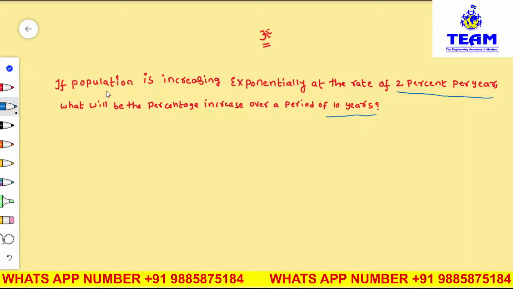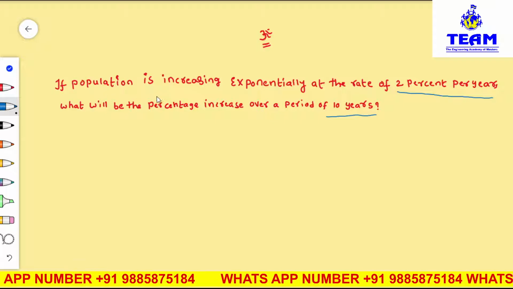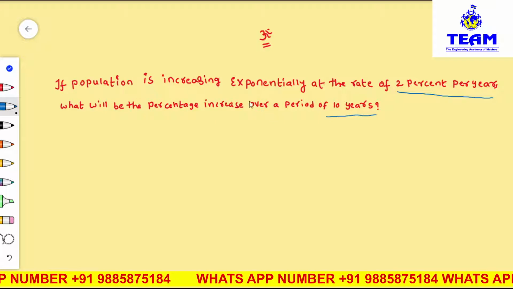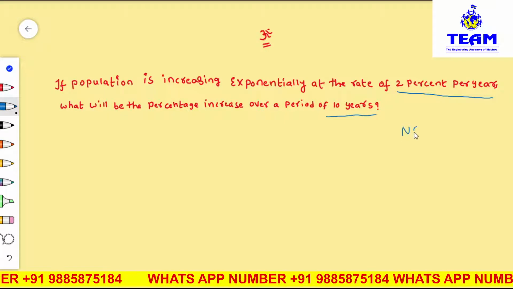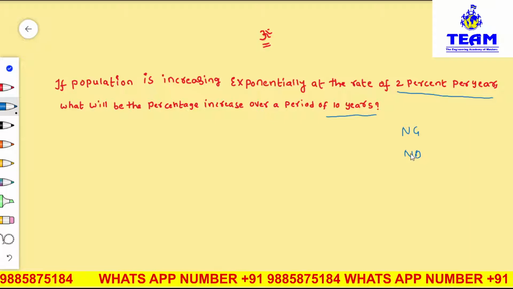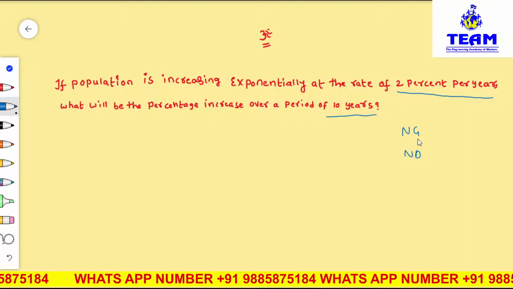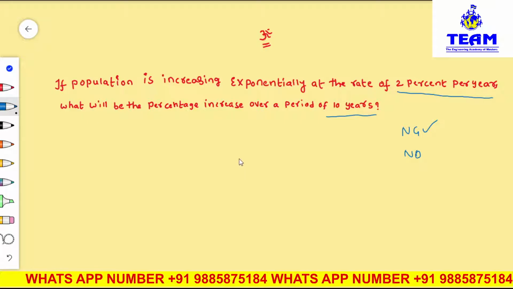Friends, you observe from the given problem that the population increasing belongs to natural growth or natural decay. Decay means decrease, but here the population is increasing, so the problem belongs to natural growth.